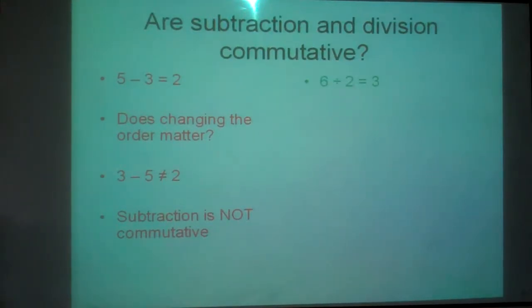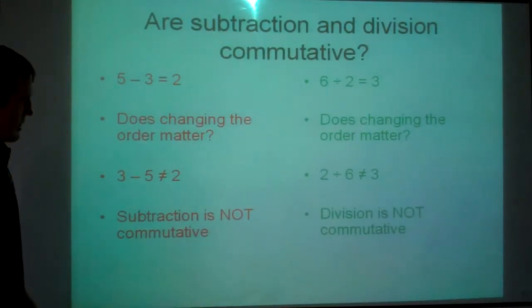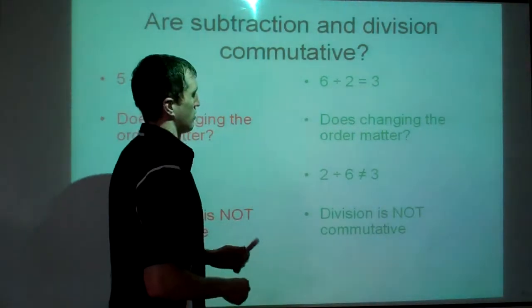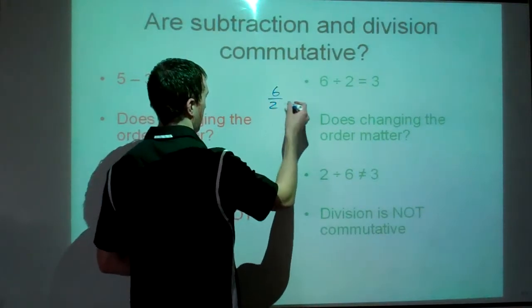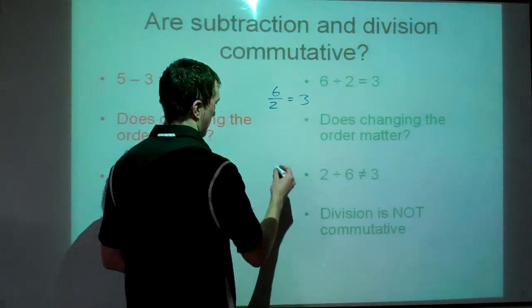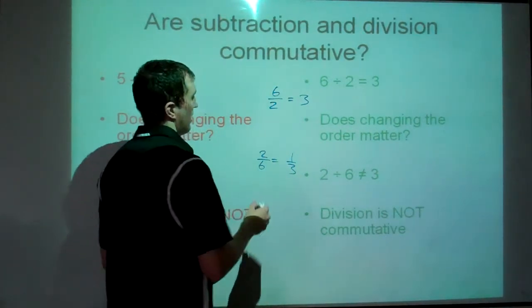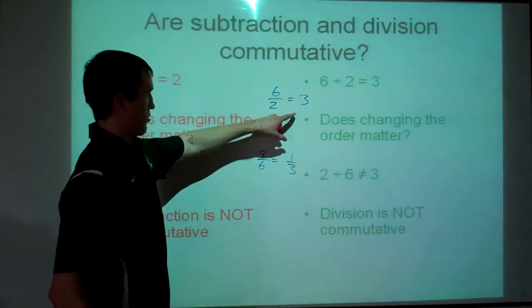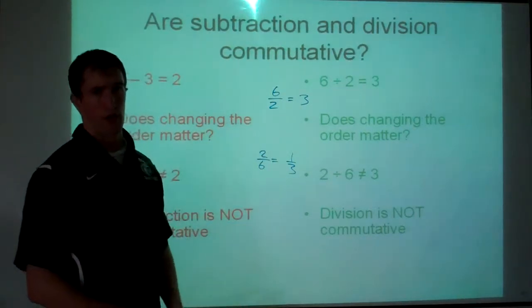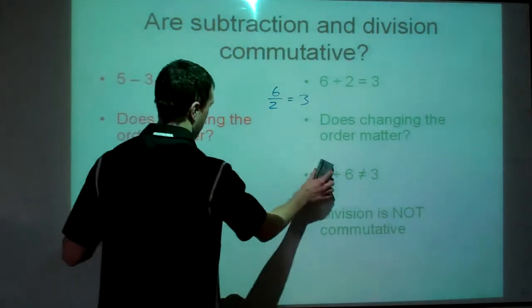How about division? No, because 6 divided by 2 is 3, but changing the order matters, because 2 divided by 6 is not equal to 3. Division is not commutative. So that's where I like to use my notation rather than the division symbol. 6 divided by 2 is 3. 2 divided by 6 is actually 1/3 if we reduce this fraction. And you can see that if we change the order of division, we actually just get the reciprocal, 3 and 1/3. Okay? So they are not the same, obviously.